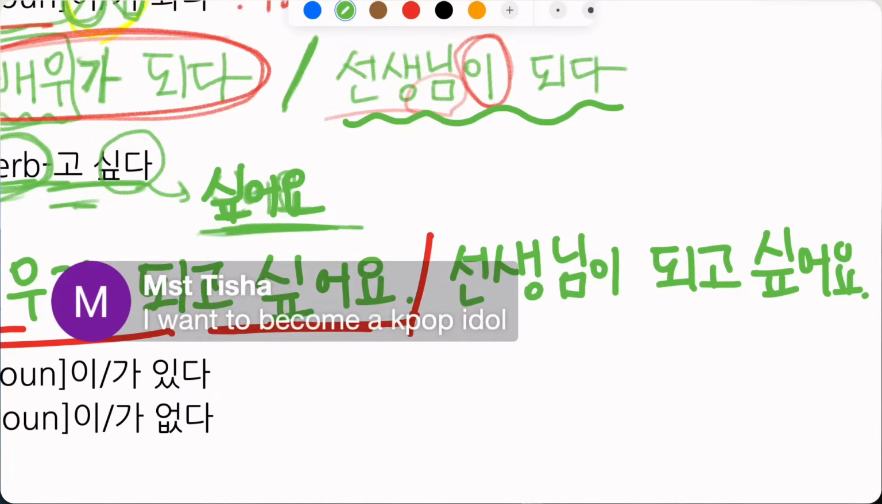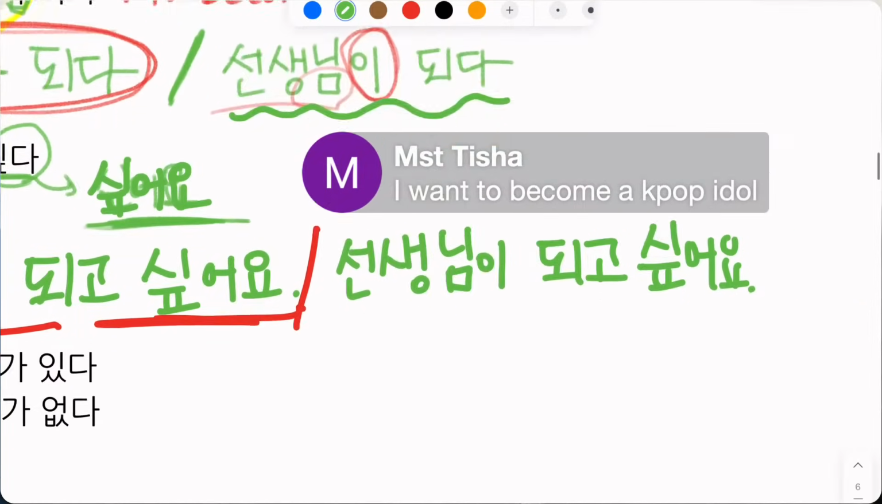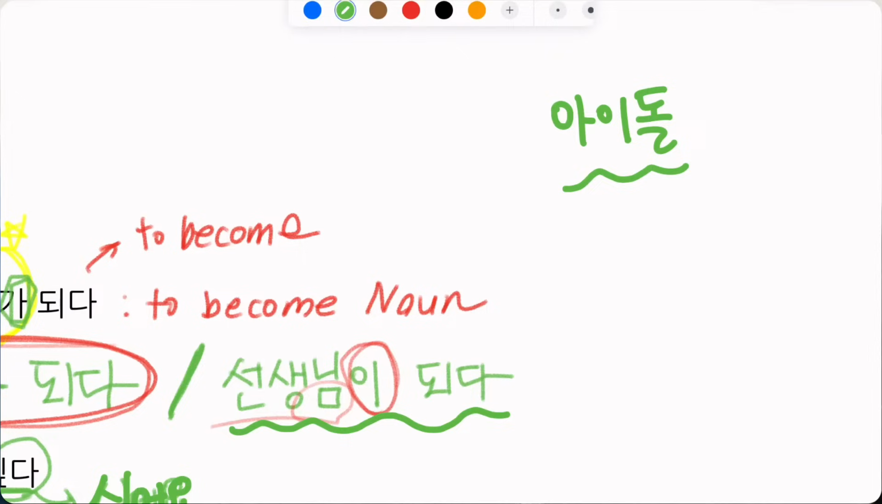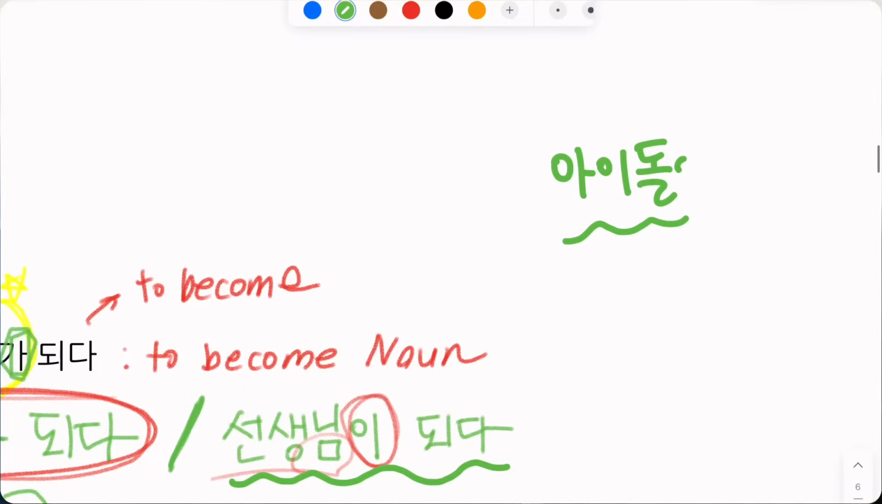그리고 티샤님은 I want to become a K-pop idol. 좋아요. You can just say 아이돌이 되고 싶어요. In Korean, we just say 아이돌. If we say 아이돌, it means you are a K-pop idol. This is the person that sings and dances in a group singing all these K-pop songs. 아이돌이 되고 싶어요, right?